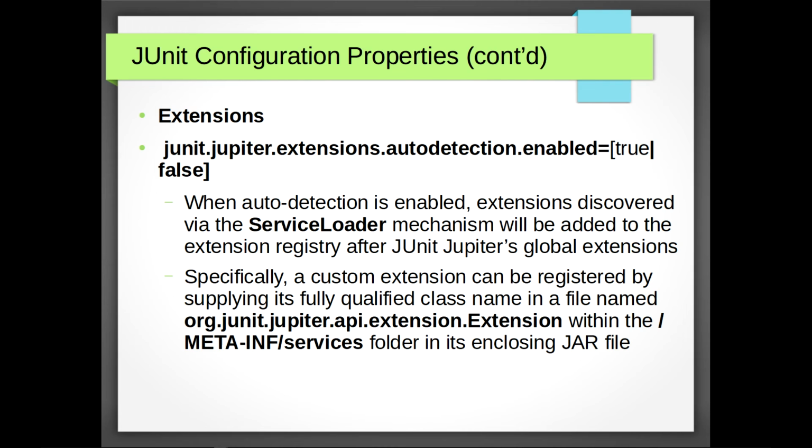The next type of configuration properties deals with JUnit runtime extensions. And first, of course, you have to enable their auto detection, which is done via the junit.jupyter.extension.autodetection.enabled property, which can either be set to true or false, which is the default. Now I'm going to give you 45 seconds to write this property out.